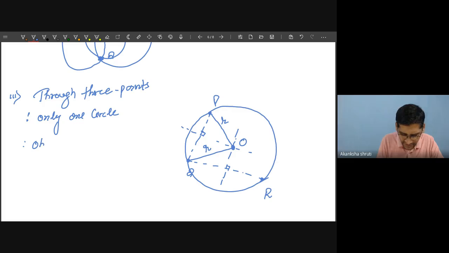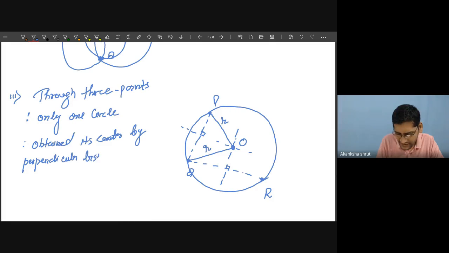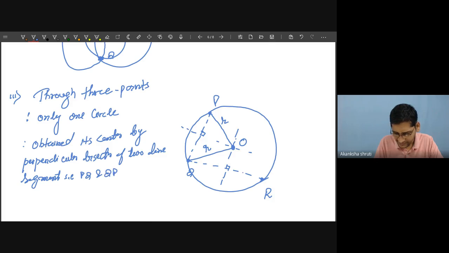And how is it obtained? Its center is obtained by the perpendicular bisector of two line segments. It is basically the chord that will be formed by joining these 3 points. Like here it is our PQ and QR.